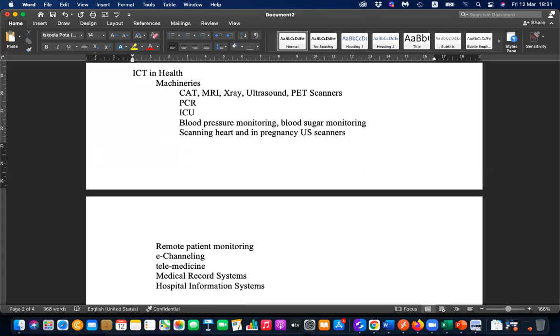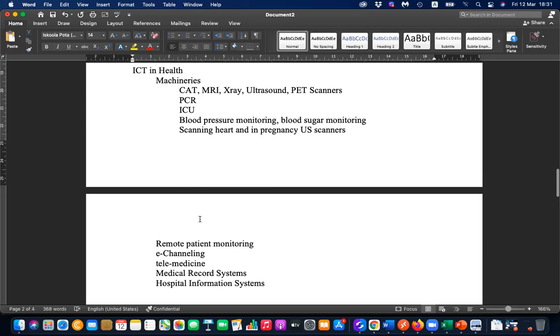There are also ultrasound scanners, which can be used in pregnancy. So these are the possibilities: the machineries, remote patient monitoring, e-channeling, telemedicine, hospital record systems, hospital information systems. These are the possibilities with ICT in health. These are the facilities. And I couldn't mention robot surgeries.